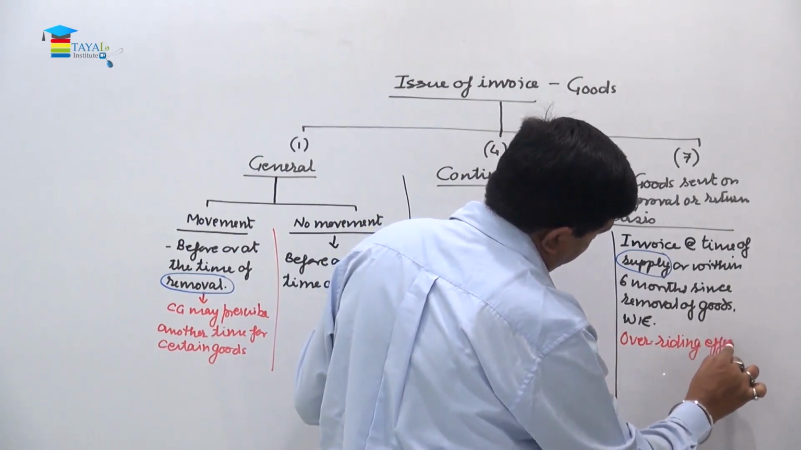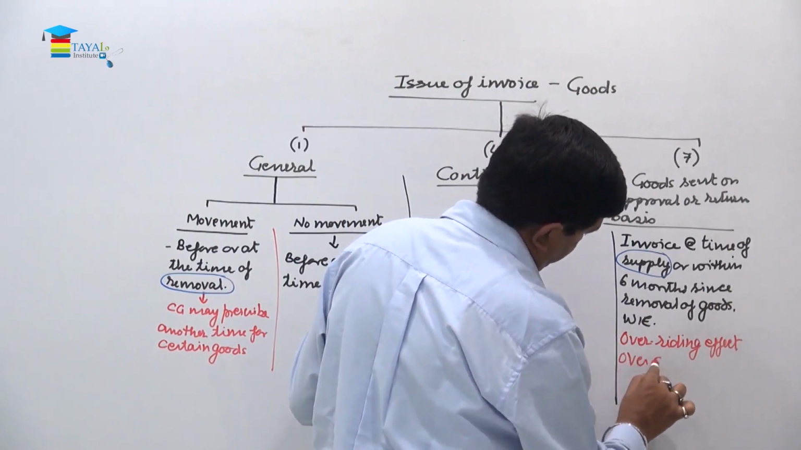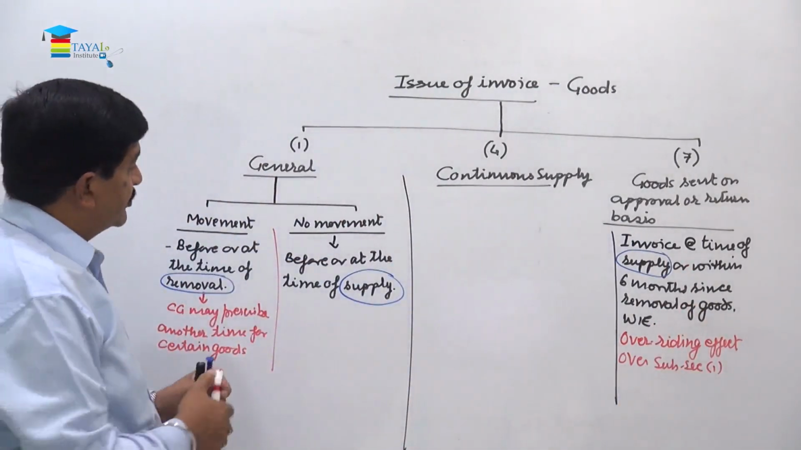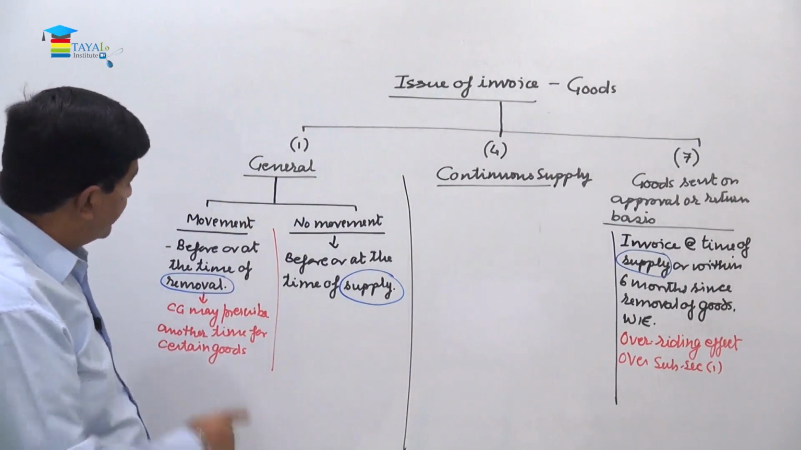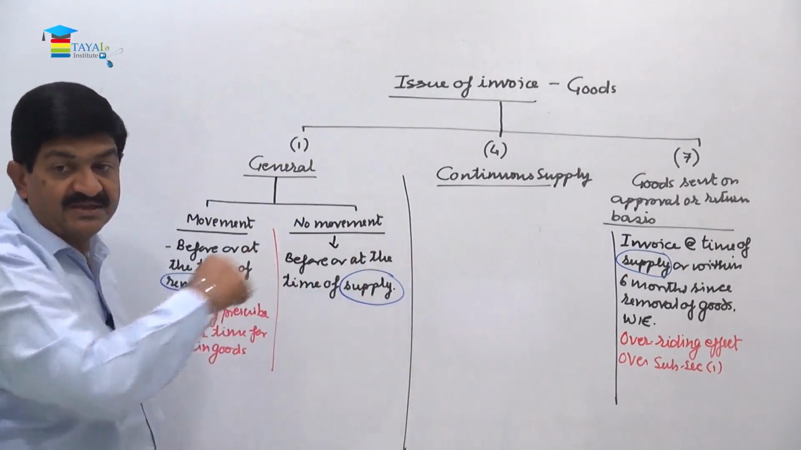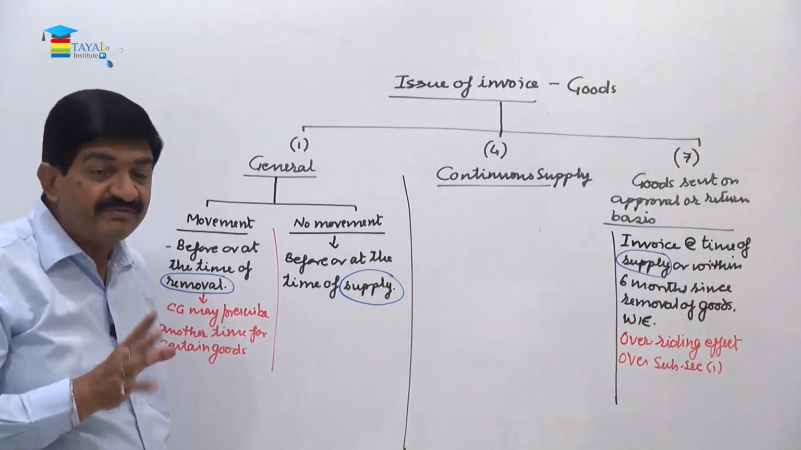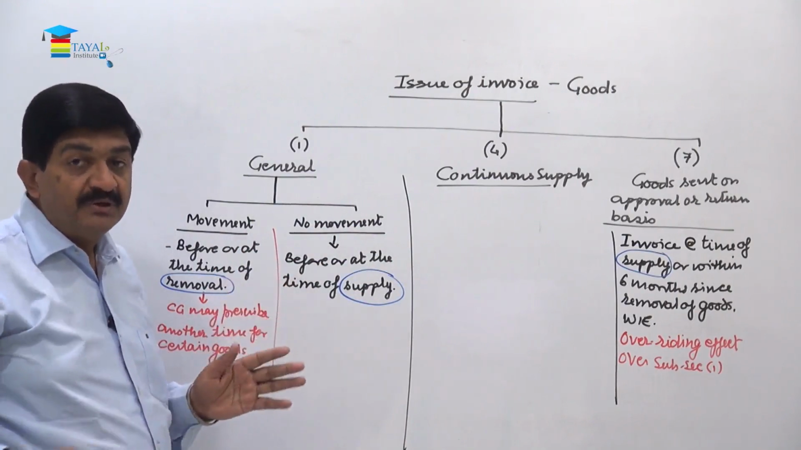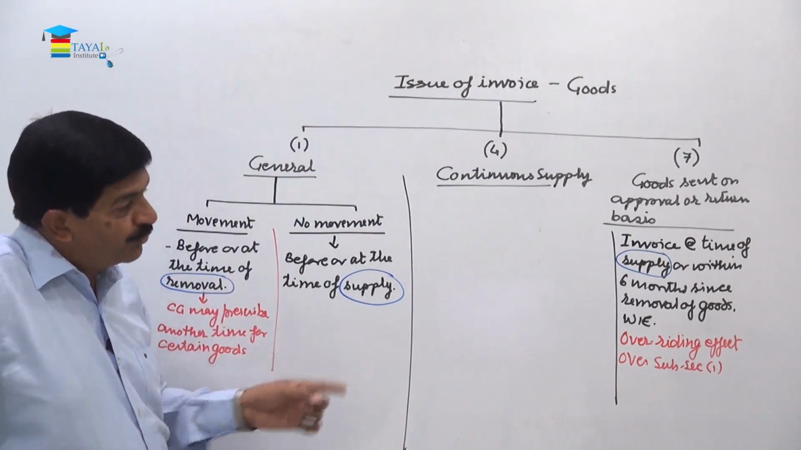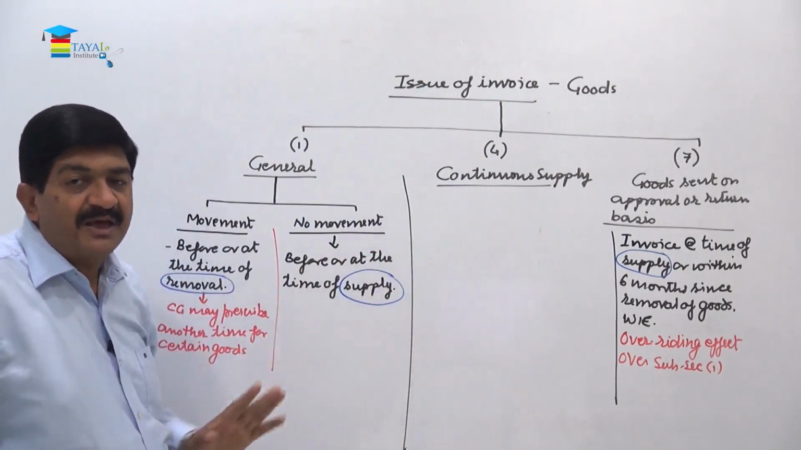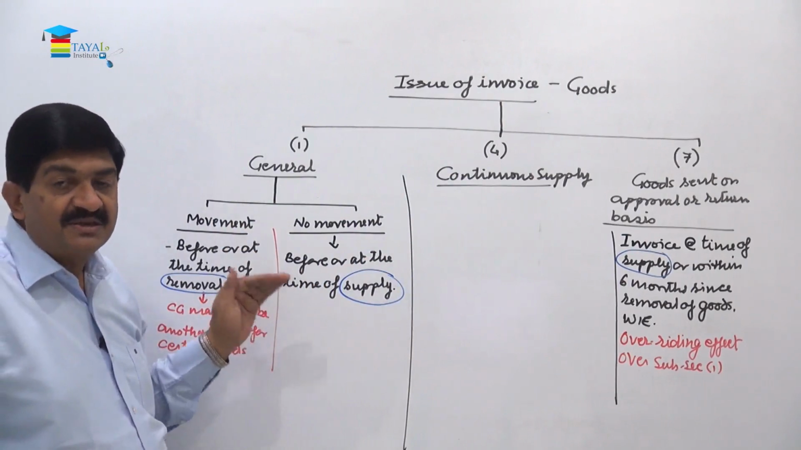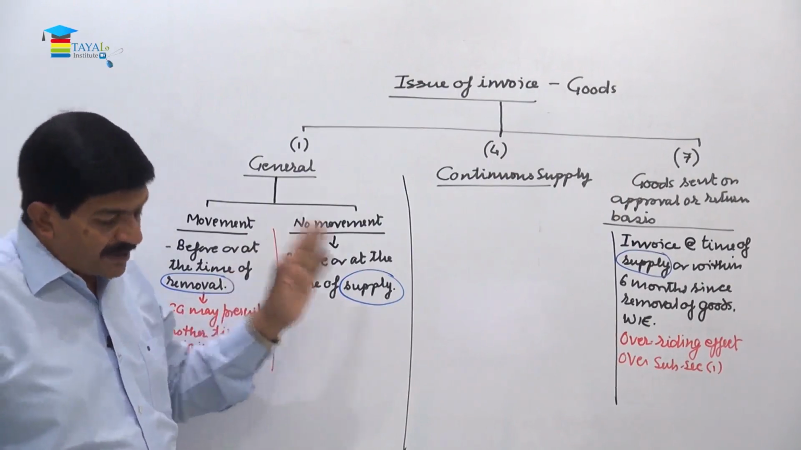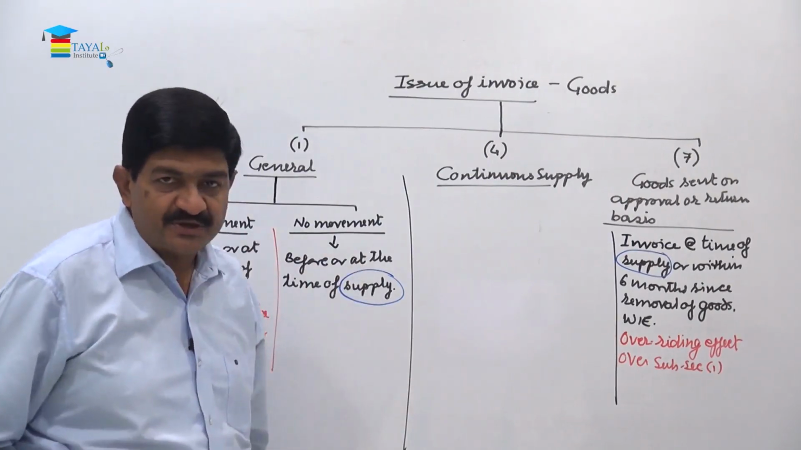overriding effect over subsection 1. Okay, because in subsection 1 we said at the time of removal, right, and here we are saying at the time of supply. Huge difference, right? So in the case when the goods are sent on approval basis, the goods are removed, but there is no supply. So the invoice has to be made at the time of supply or within 6 months. In this case, the supply is there, but the removal is either at that time or maybe before or after, right? Now we come to continuous supply of goods under subsection 4.